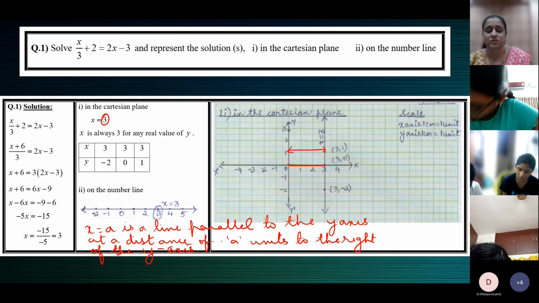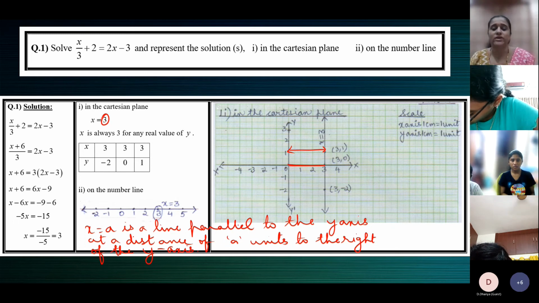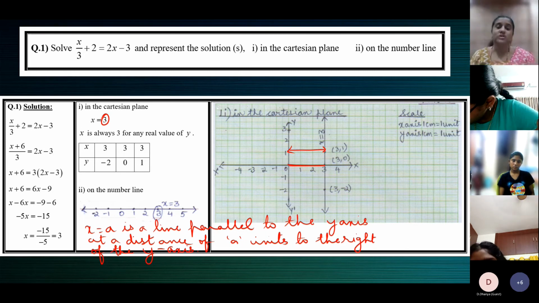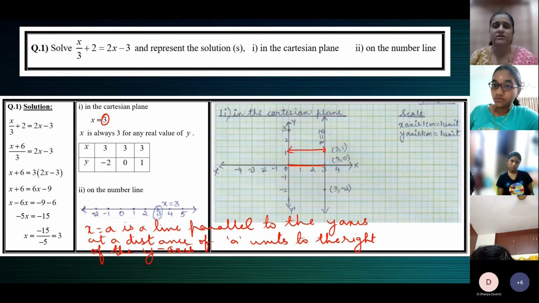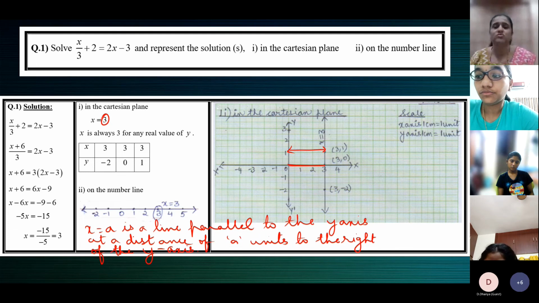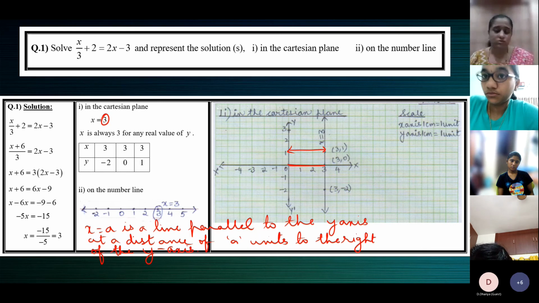So 3 things you must mention. It's parallel to the x or y-axis. That is the first thing. What is the distance? a units. Which side, left or right? Right side. The conclusion has 3 parts. The line is parallel to the x or y-axis, that you should mention. Then, what is the distance between the line and the x or the y-axis? The distance you must mention. And then whether it is to the right, left, above, or below. So there are 3 parts.